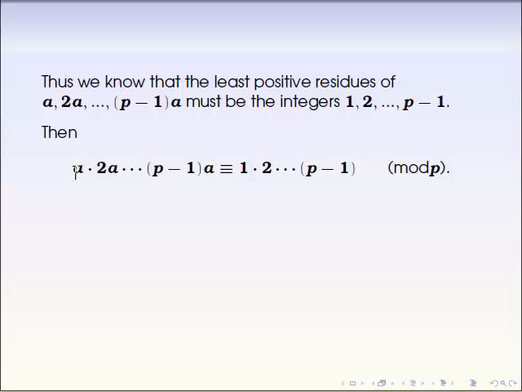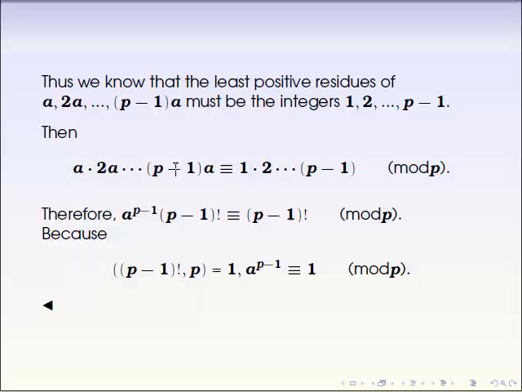So the product of this set of numbers and that set of numbers must be congruent to each other modulo p, because each integer has the same remainder as a has modulo p, and the same thing for the others, right? So the multiplication of all of these is going to be congruent to the multiplication of those integers.